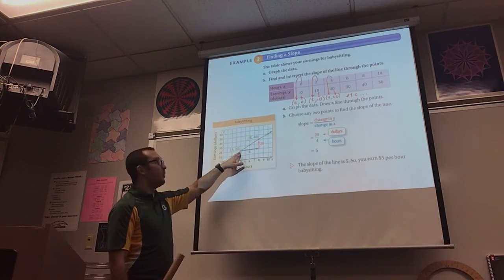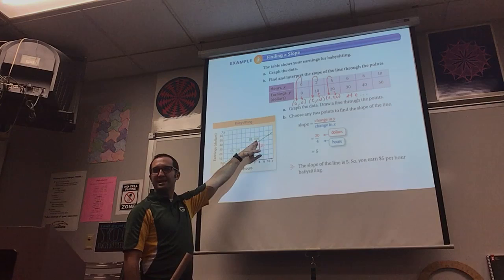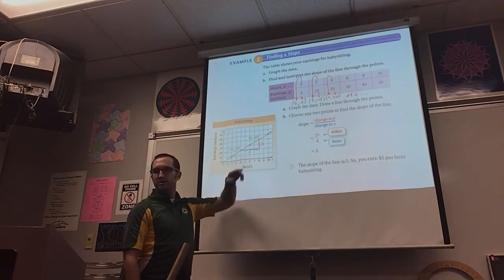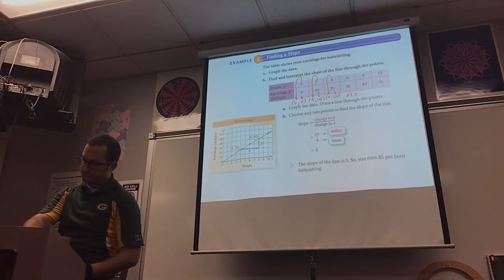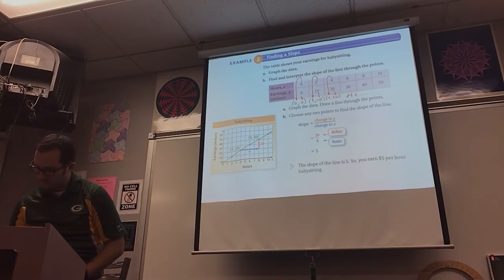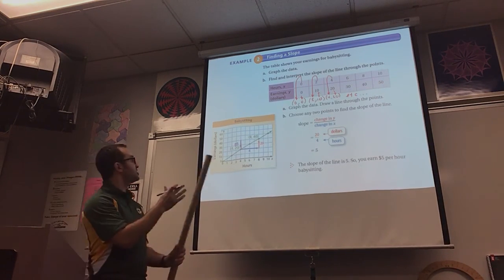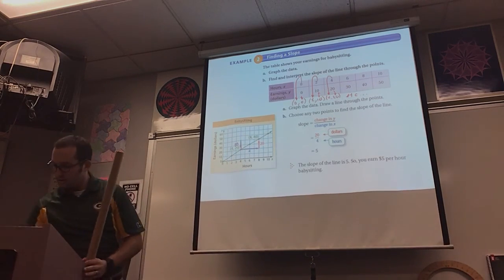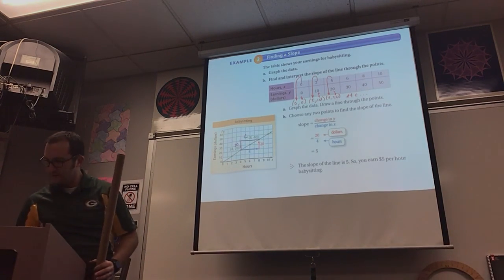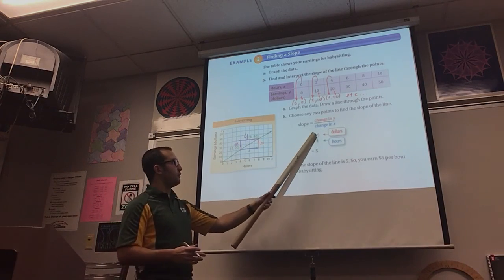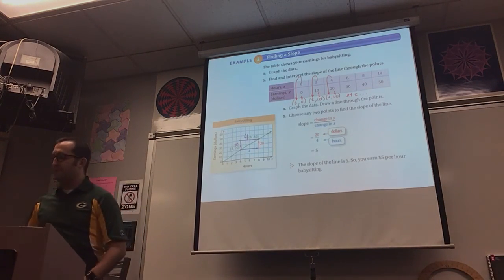So here, the change in y from 20 to 40, what is that change? 20, right? What's the change in x from 4 to 8? 4. So my slope would be 20 over 4. Well, let's try it with a different set.